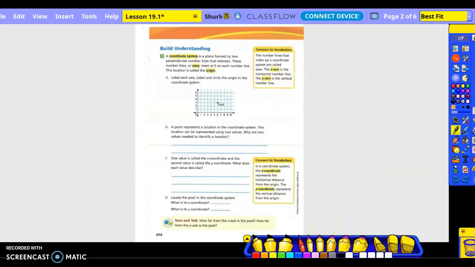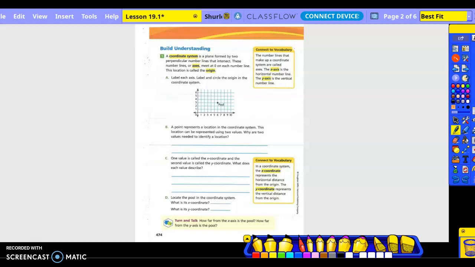Building understanding. Number 1, a coordinate system is a plane formed by 2 perpendicular number lines that intersect. These number lines, or axes, meet at 0 on the number line. This location is called the origin. The connected vocabulary: the number lines that make up the coordinate system are called the axes. The x-axis is the horizontal number line. So horizontal goes left to right. The y-axis is the vertical number line and it goes up and down.